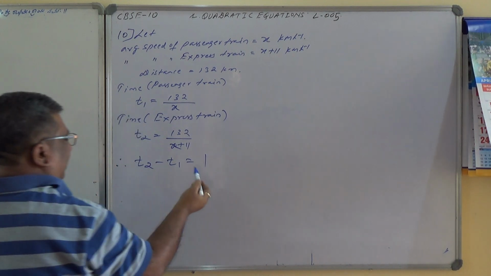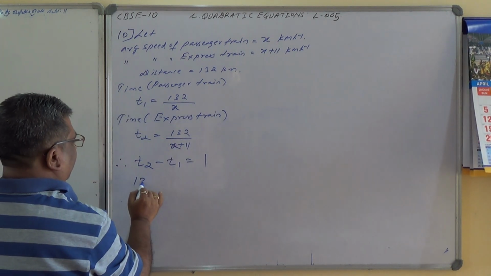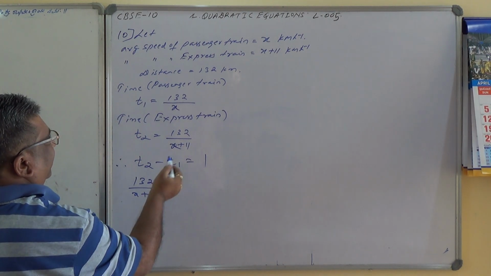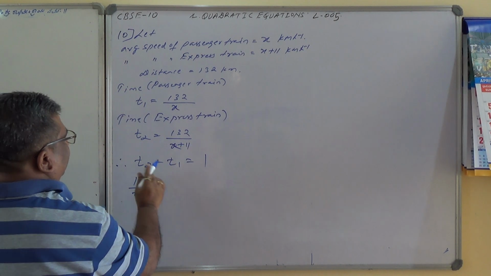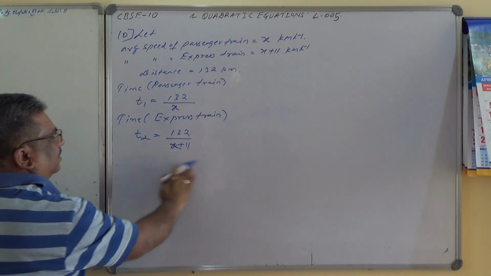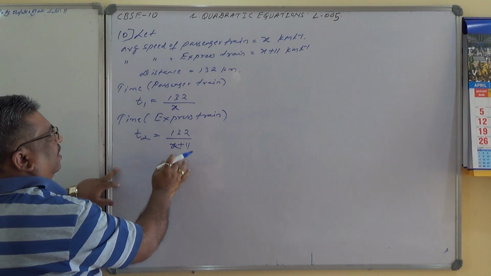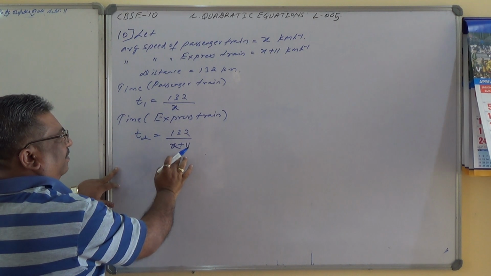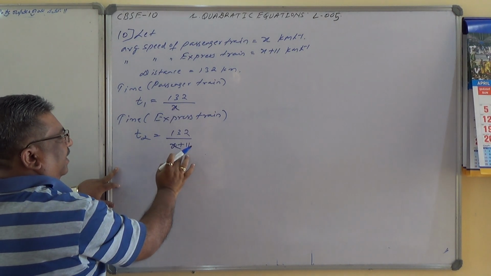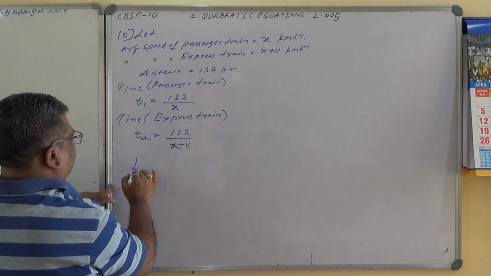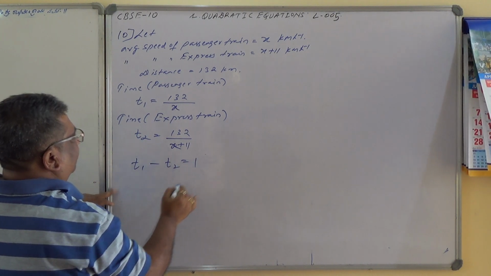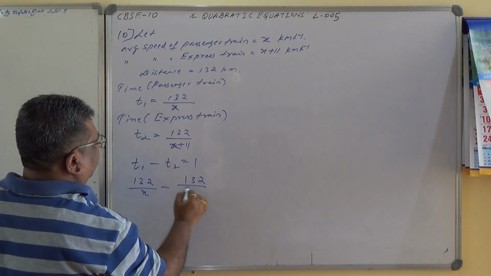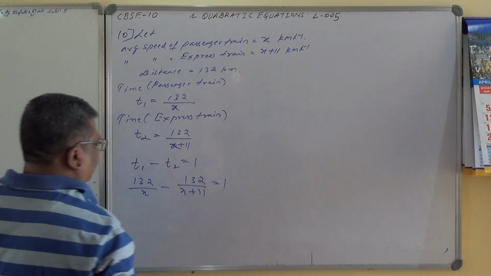The difference is 1 hour. Which is the bigger number? The one with the larger denominator is the smaller number. Here 10, here 21, so denominator more means smaller number. So T1 minus T2 equals 1: 132 by x minus 132 by x plus 11 equals 1.